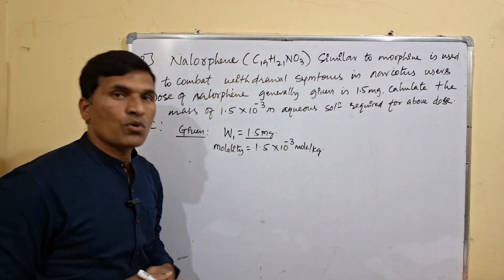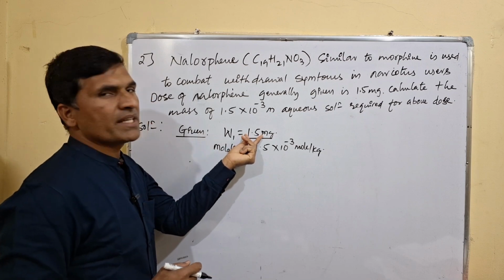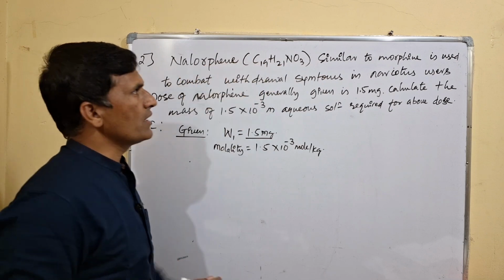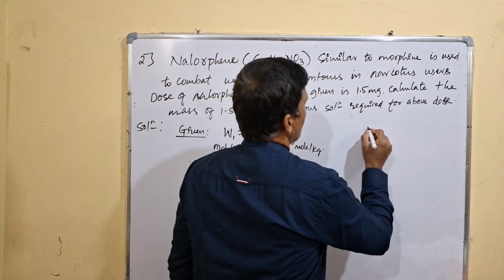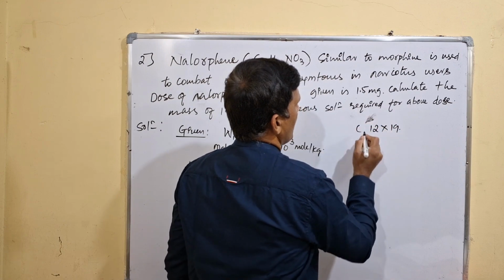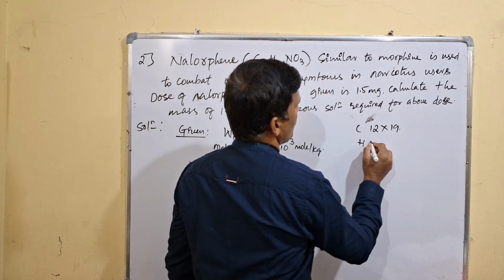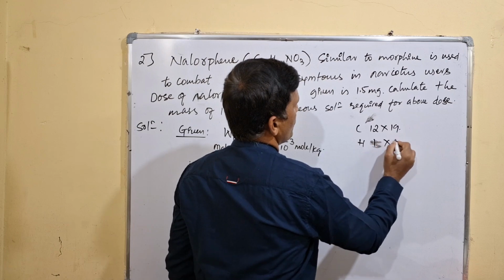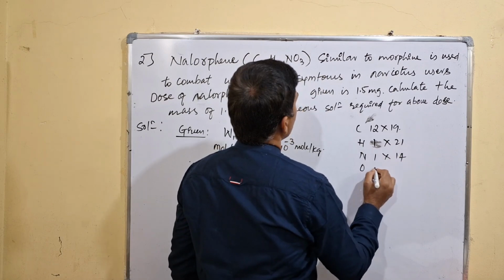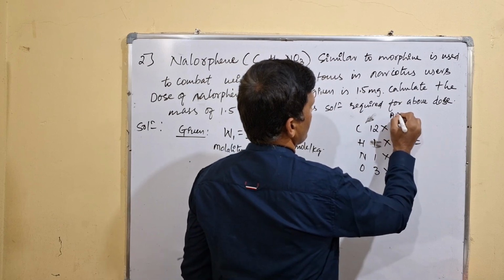See here, first thing you have to do, 1.5 milligram corresponds to how much molar mass. To check the number of moles corresponding to these many grams, you have to calculate the molar mass of nalorphine. How will we calculate the molar mass? 12 into 19, it is the atomic mass of carbon, right? Carbon atoms, 19 are there, so into 19. Then next is hydrogen, 1 into 21. Then nitrogen, 1 into 14, and oxygen, 3 into 16.